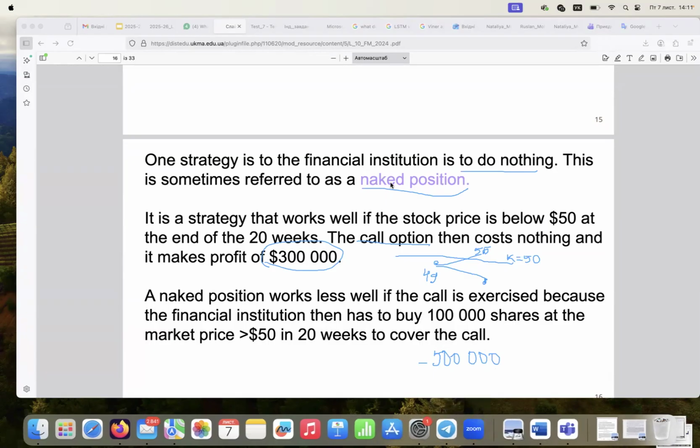Do you understand about the naked position? Naked position means that we trade only the option, before stocks, before anything else. And in this case, in the up scenario, it is bad for us because we have a negative profit, a loss. But in the other scenario, we have a profit.